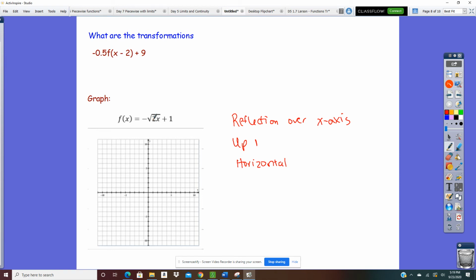Okay, is that going to be a stretch or a shrink? It's going to be a compression or a shrink. I like to use the word shrink, but you'll see compression in a lot of books. So horizontal shrink by 1/2.